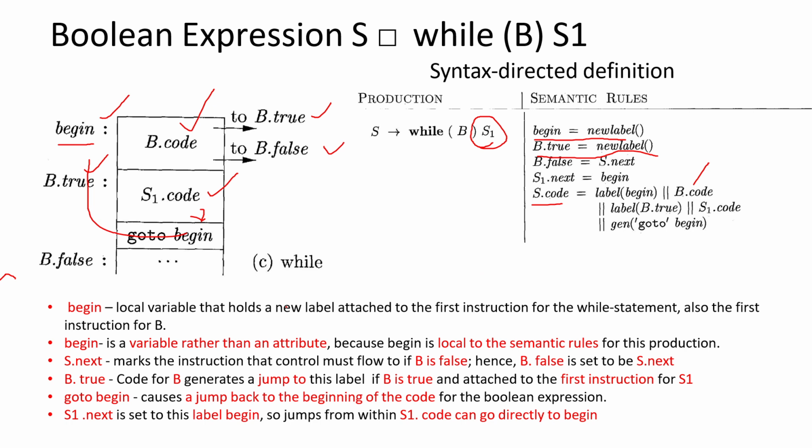Begin is actually a variable rather than an attribute, because begin is local to the semantic rules for its production. So what is s.next? S.next marks the instruction that control must flow to if b is false. Hence b.false is set to s.next. For b.true, the code for b generates a jump to this label if b is true, and it is attached to the first instruction for s1. Goto begin causes a jump back to the beginning of the code for the boolean expression. s1.next is set to this label begin, so jumps from within s1.code can go directly to begin.